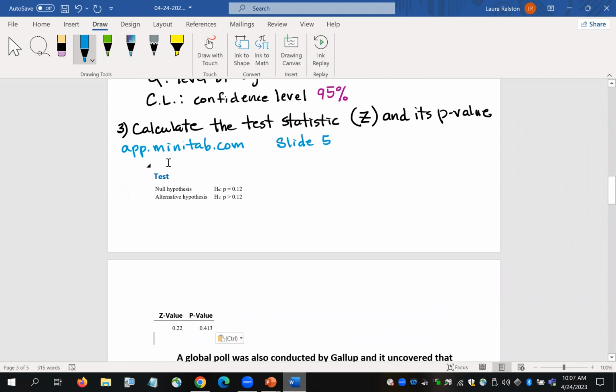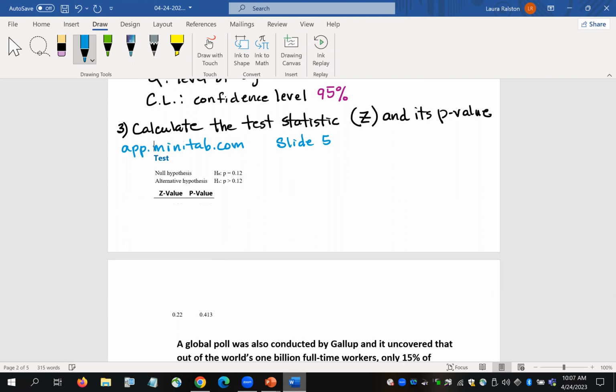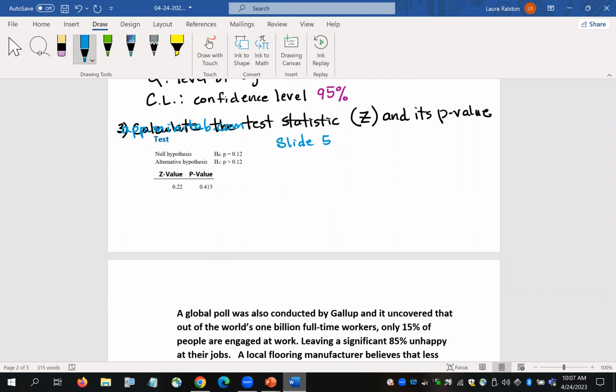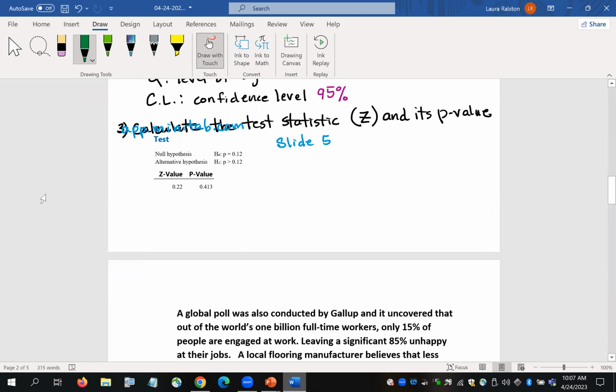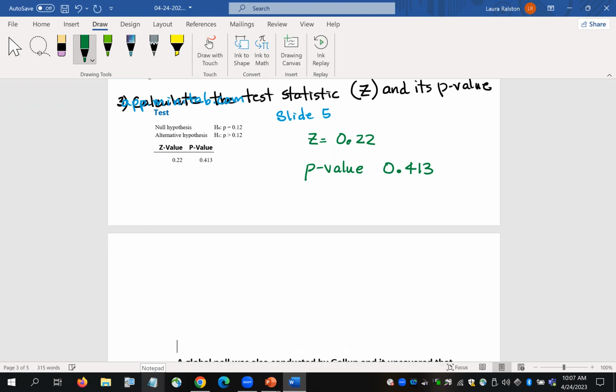Okay, my test. I get my Z value and my P value. Okay, so my Z test statistic is 0.22. My p-value is 0.413. You just read those directly from Minitab.